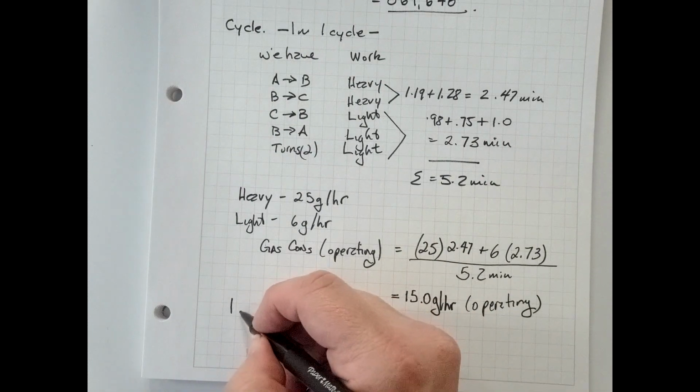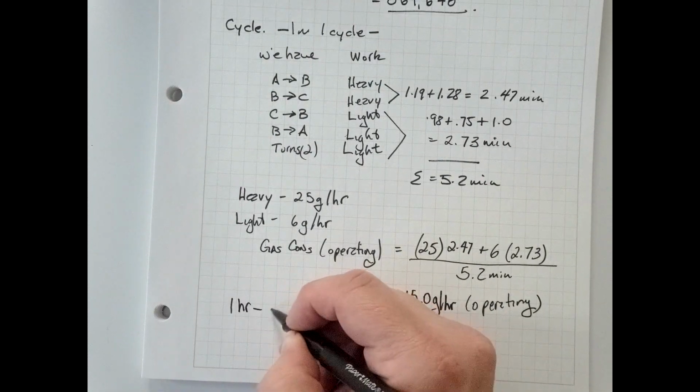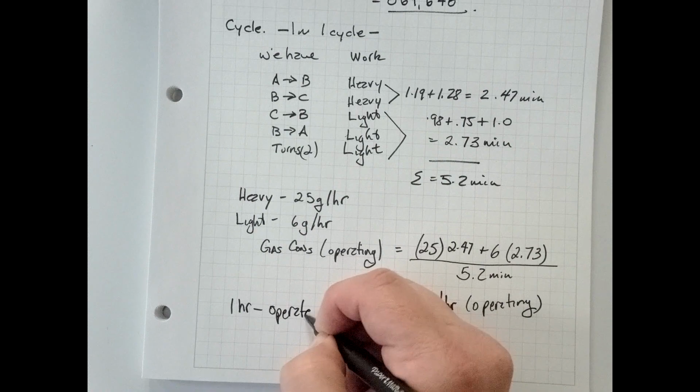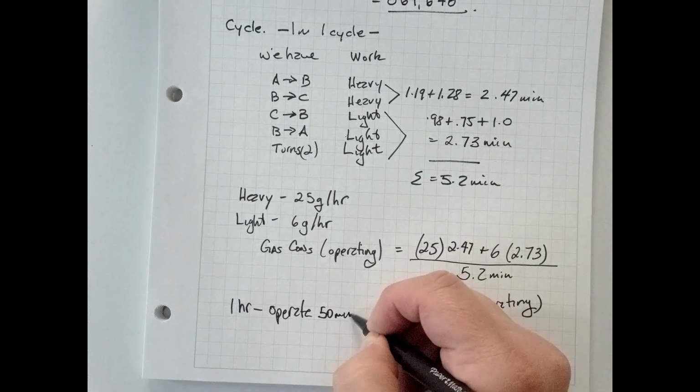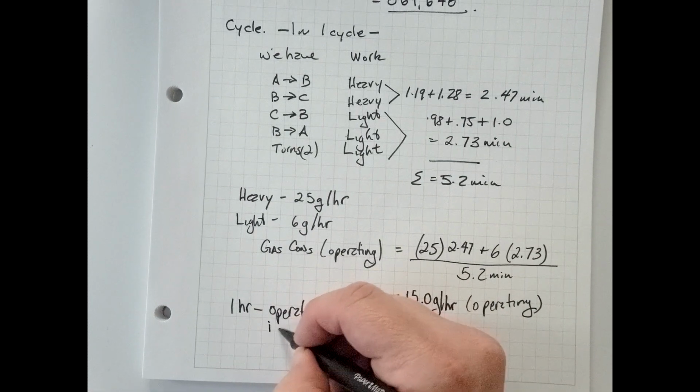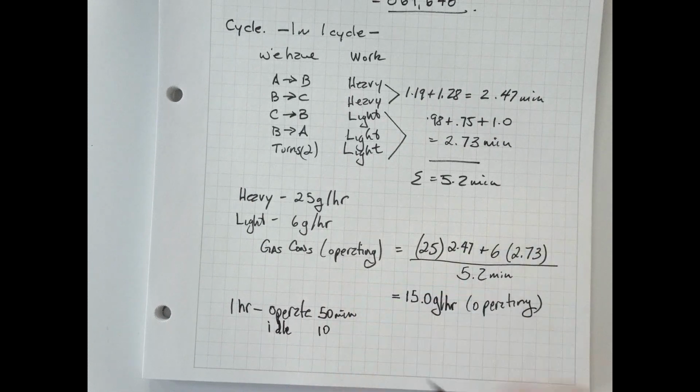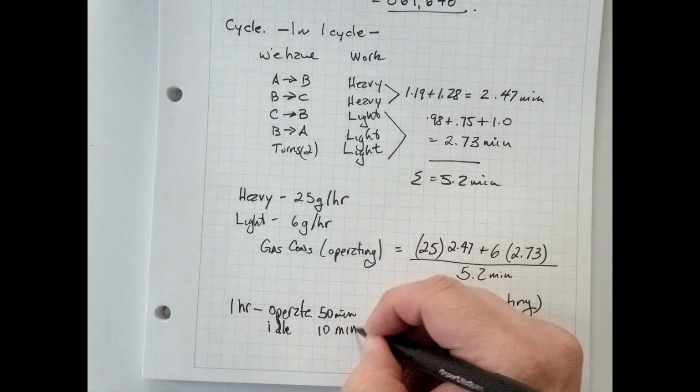In 1 hour, we operate for 50 minutes, right? That's our efficiency, which means we idle for 10. Any of you who've been around diesel equipment, you don't turn the engine off for 10 minutes. It's going to take a lot of time to get back in operation, and it's not good for it. You're better to leave it operating.